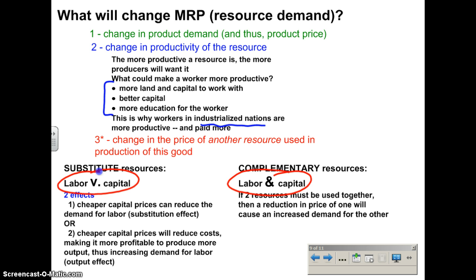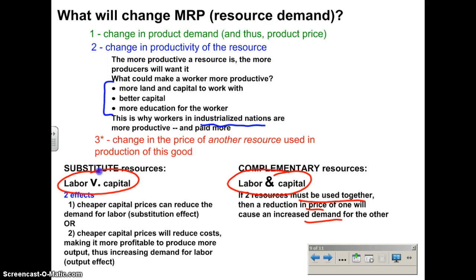So I'm, again, working at the auto manufacturing plant, but now my employer is buying capital, some type of machinery that requires me to run it. So if the resources must be used together, this is kind of an easy scenario. Then if one becomes cheaper, there will be more demand for the other.